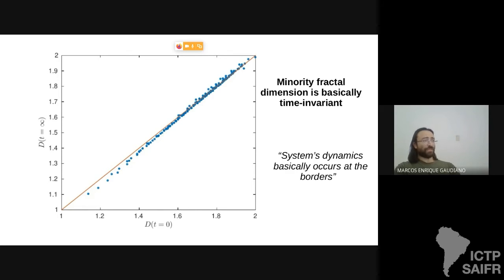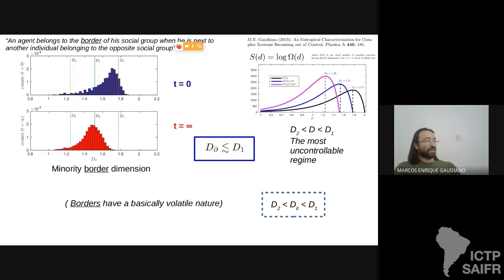The reason is that for hierarchically structured initial conditions, the fractal dimension is basically time invariant. In this figure, you see how D at t equal to 0 is basically equal to D at t equal to infinity. This means that the system evolution basically occurs at the borders of the patterns. Well, let us focus on the borders.